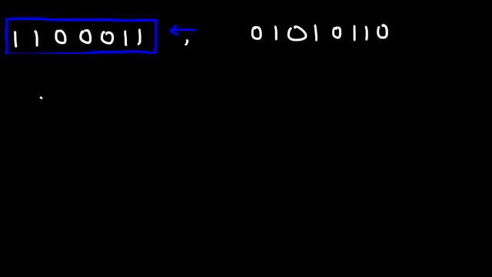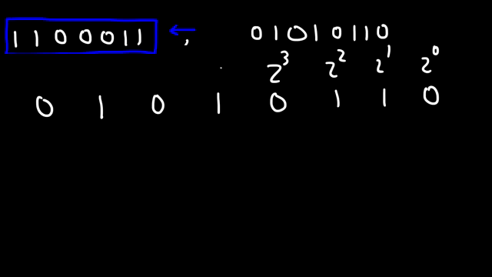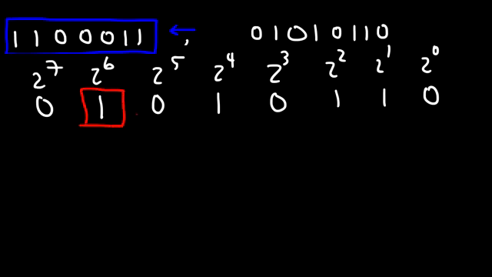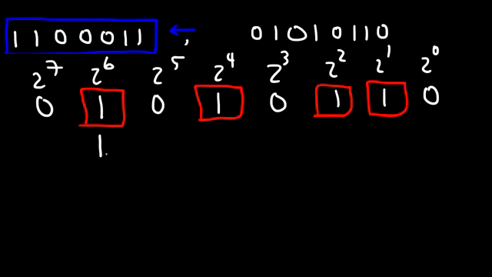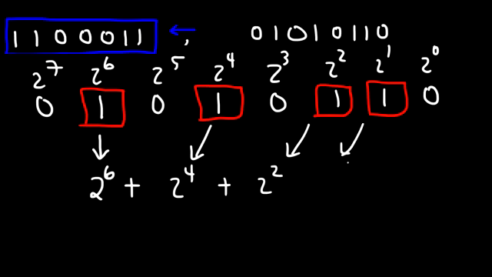So let's rewrite the number. So we have 0, 1, 0, 1, 0, 1, 1, 0. And let's write these numbers at the top. And once again, let's focus on the numbers that contain a 1. Now let's add up these numbers. So this is going to be 2 to the 6 plus 2 to the fourth power plus 2 squared and then plus 2 to the first power.